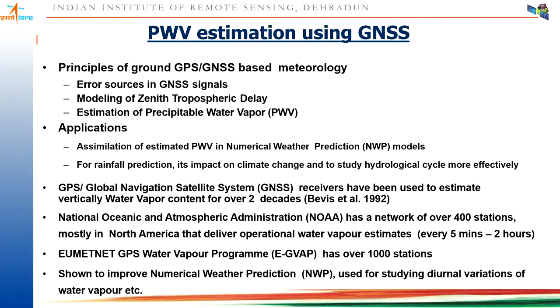GPS, global navigation satellite system receivers have been used to estimate vertical water vapor content for over 2 decades. The National Oceanic and Atmospheric Administration has a network of around 400 stations, mostly in North America, that deliver operational water vapor estimates. And the EUMETNET GPS water vapor program has over 100 stations, shown to improve numerical weather prediction and used for studying diurnal variation of water vapor.